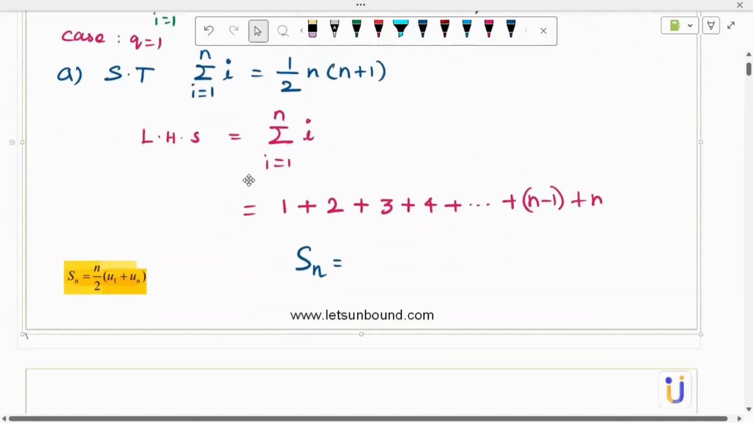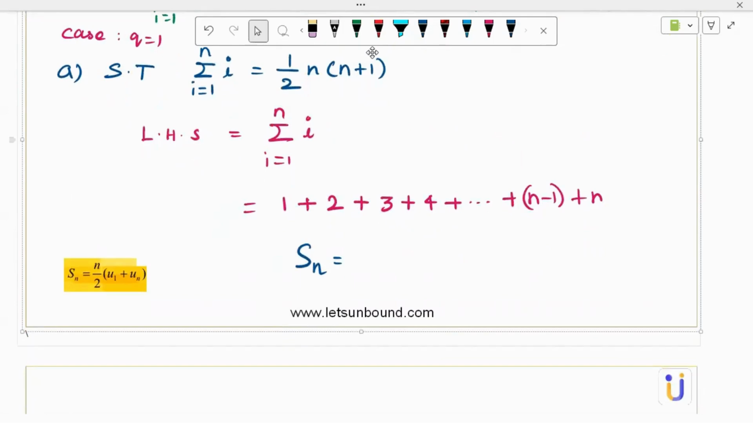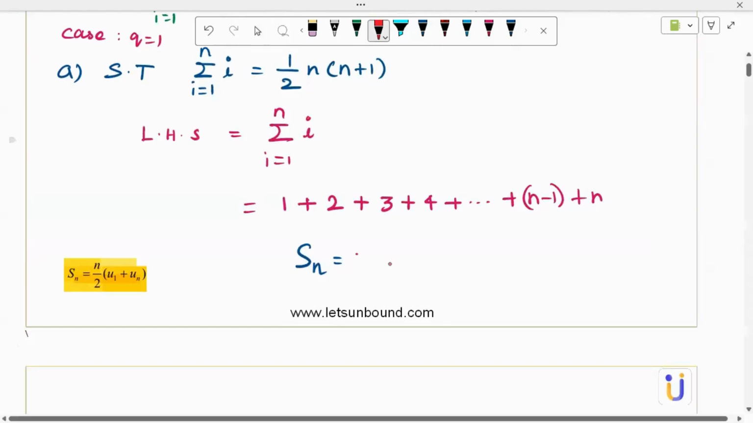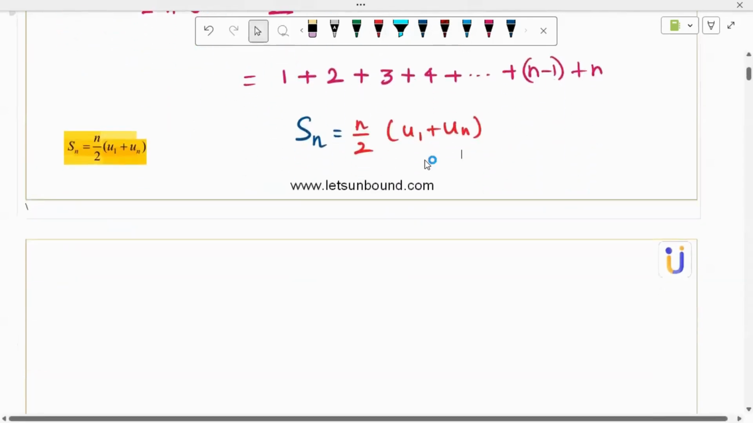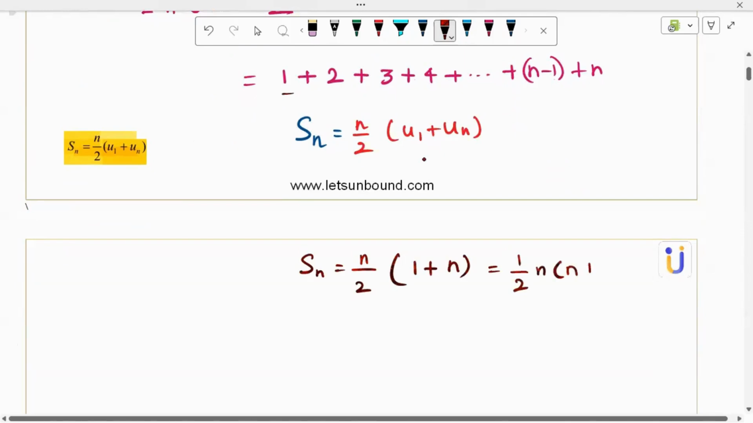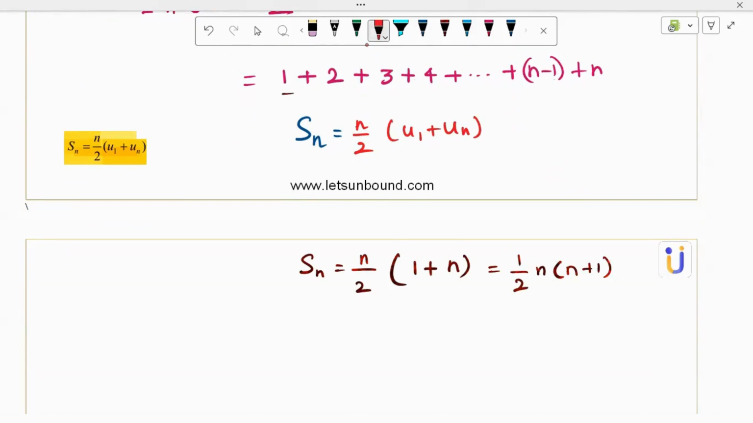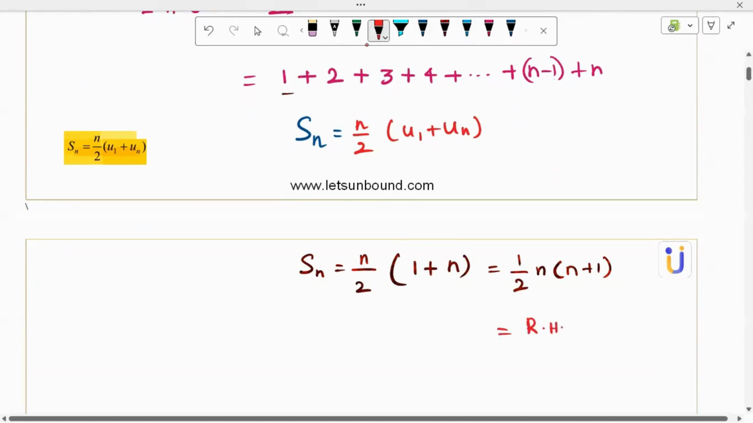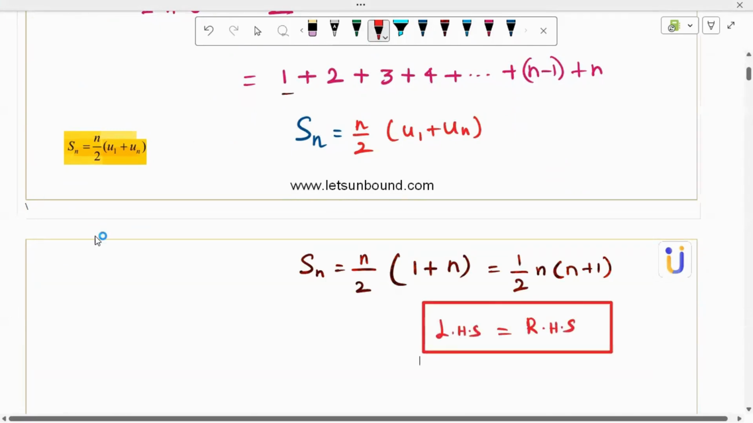Sn is equal to n by 2 times u1 plus un. So what is u1? The first term. And un, the last term. Let's substitute. Sn is equal to, and this will go like this. n is n only, so nothing changes here. u1, the first term, is 1 here, and un is n. So this can be written as 1 by 2 times n times n plus 1, which I can write like this, so that I can make the exact form they have given. So this is nothing but the RHS. I have started from LHS, now I have proved the RHS, and hence the proof is over. Very simple, and it carries just 1 mark.